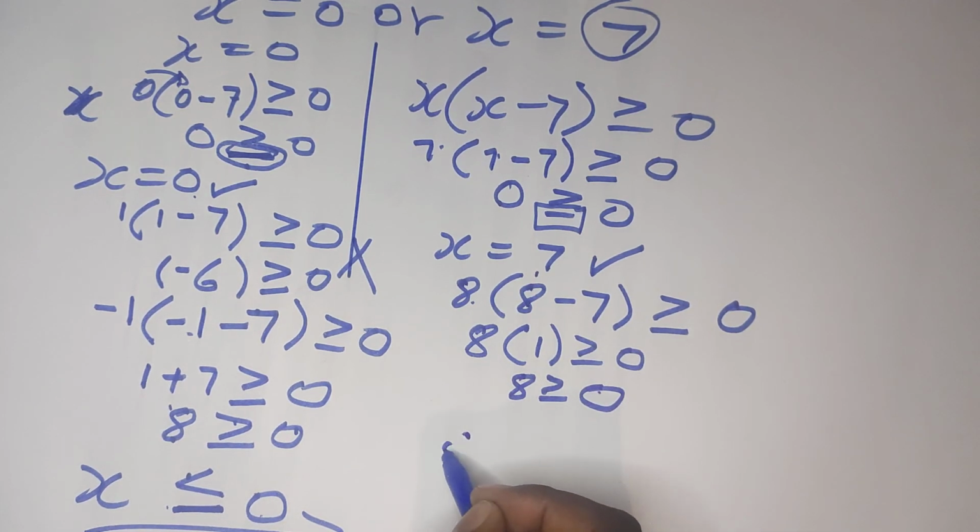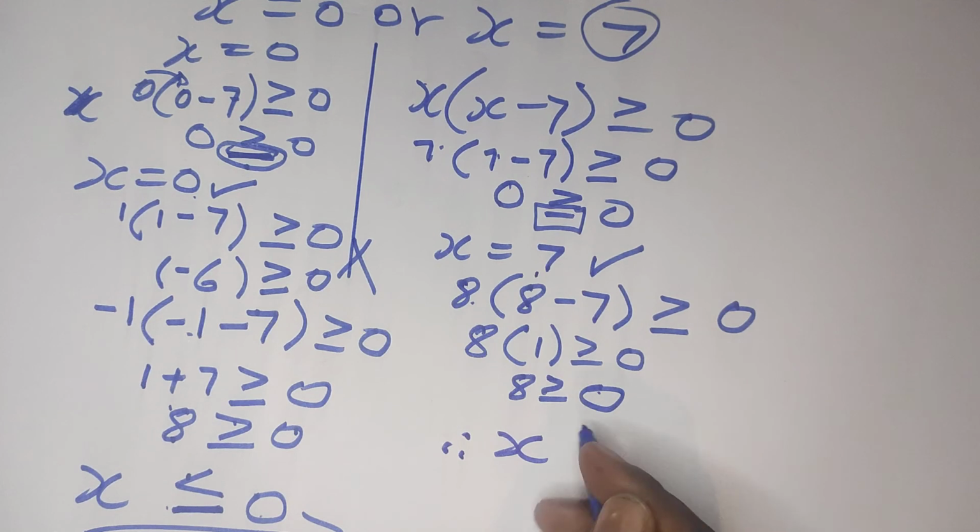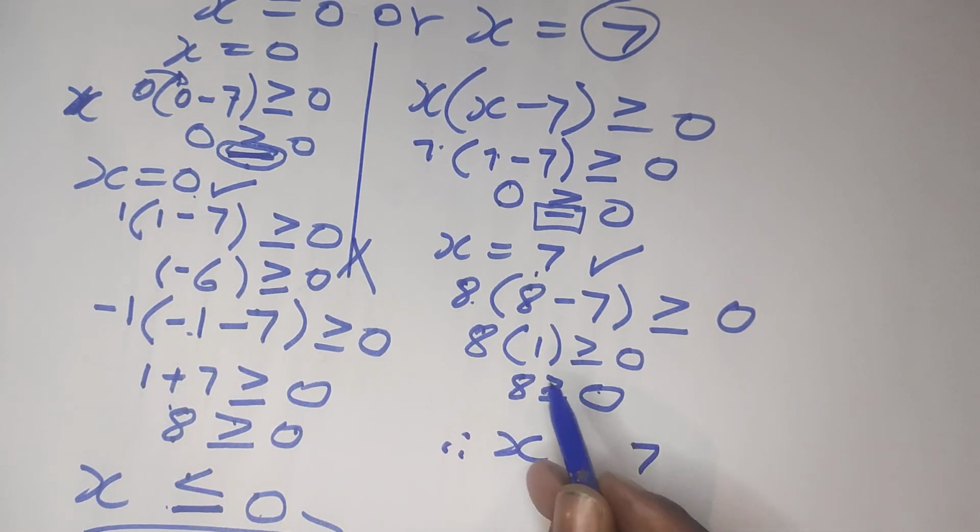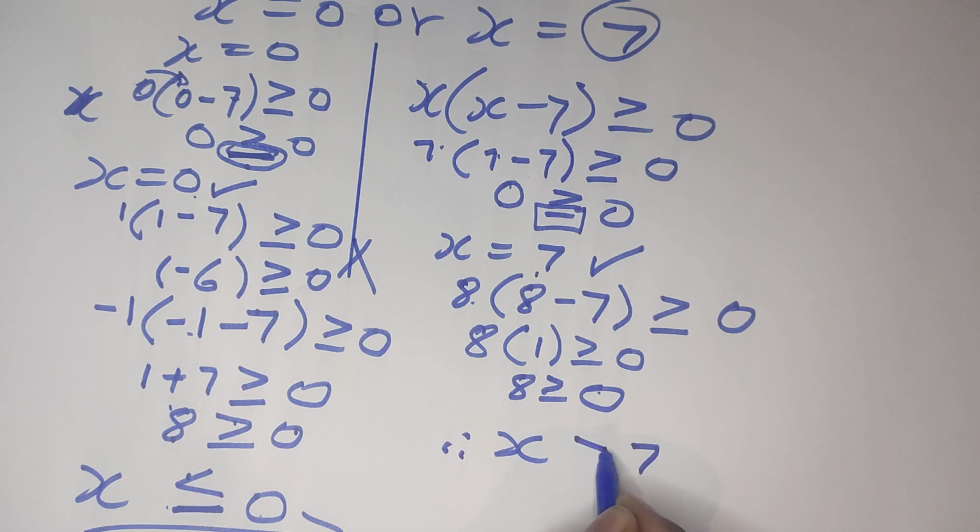So our conclusion, therefore, x must be, let's look at our critical value there, which is our reference point, equal to 7. The numbers that satisfy the equation are numbers that are greater than 7. x represents those numbers, and also the number that is equal to 7. So that's our revision.